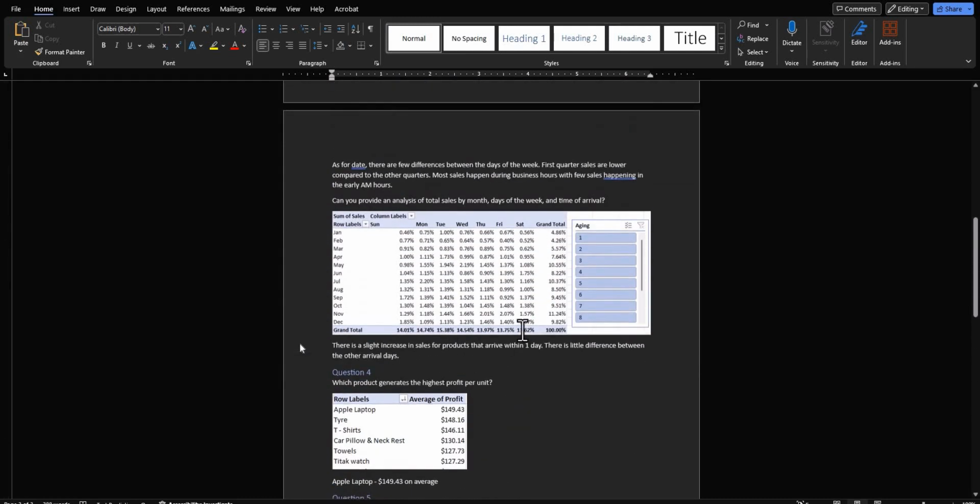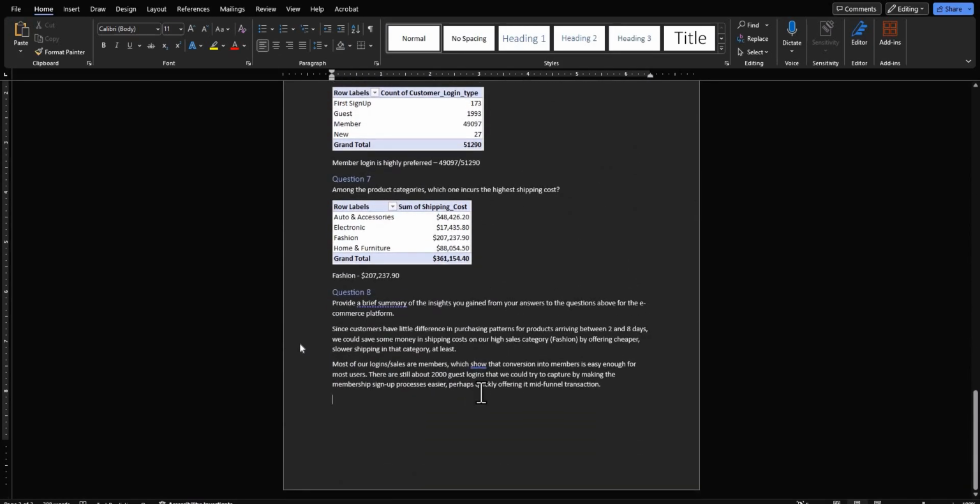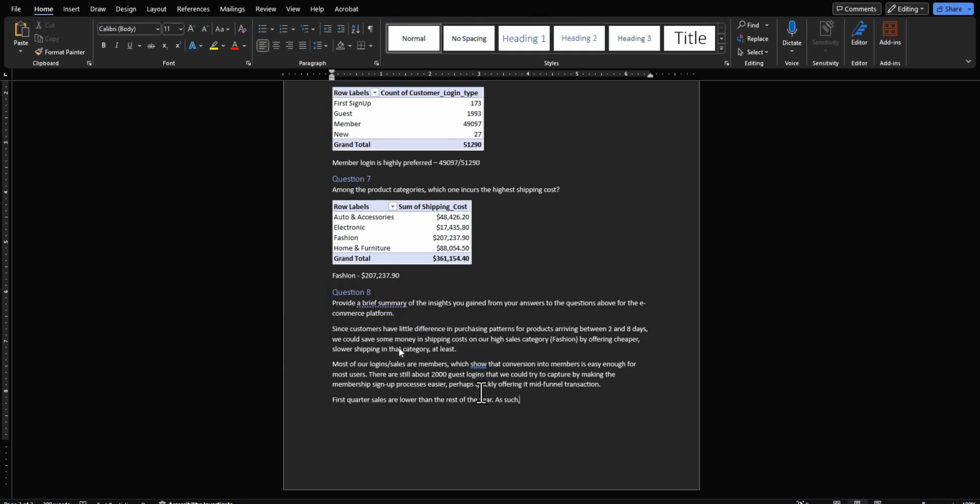Anything else I particularly care about? First quarter sales are lower than the rest of the year. As such, we should offer some sales promotion during that period to boost the lull in purchasing patterns. There you go. Simple enough.